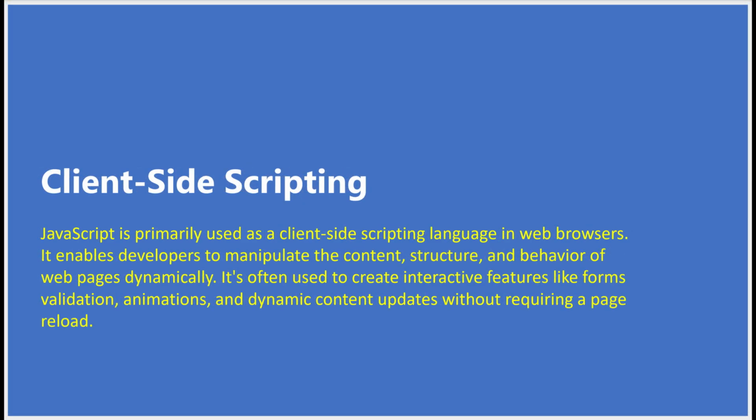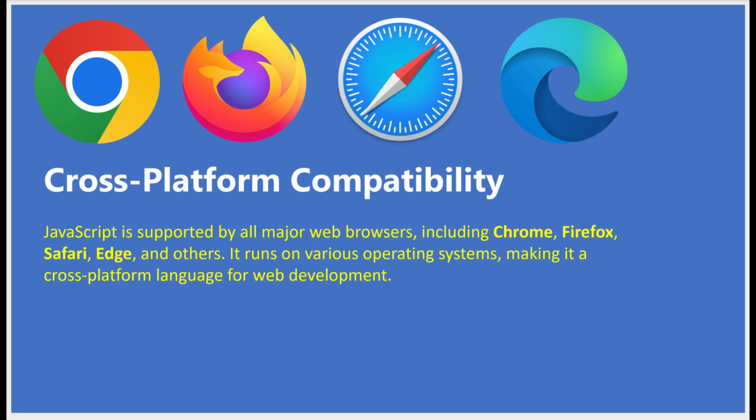JavaScript's primary function lies in its use as a client-side scripting language in web browsers. It empowers developers to dynamically manipulate the content, structure, and behavior of web pages. From validating forms to creating animations and updating content without reloading the page, JavaScript is the magic behind these interactive features.